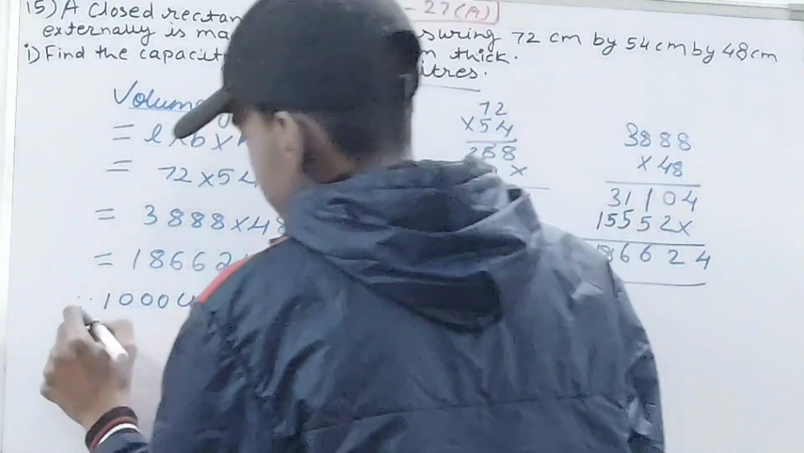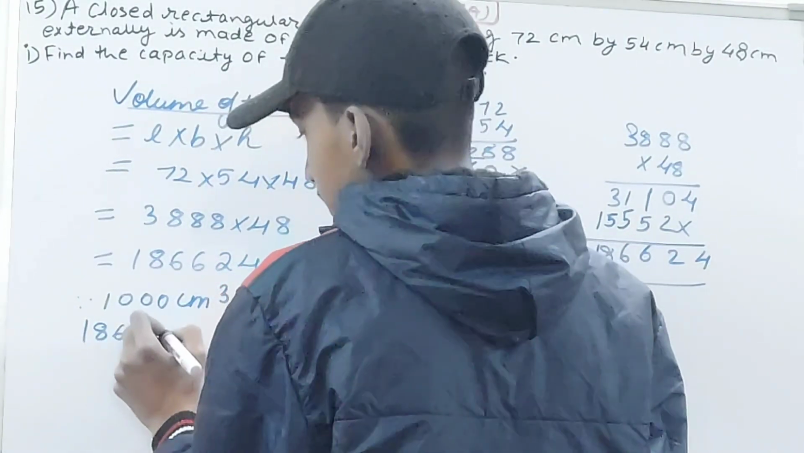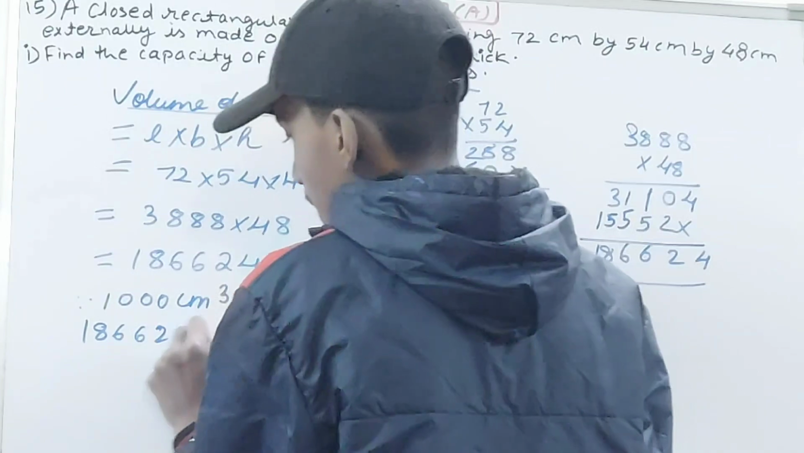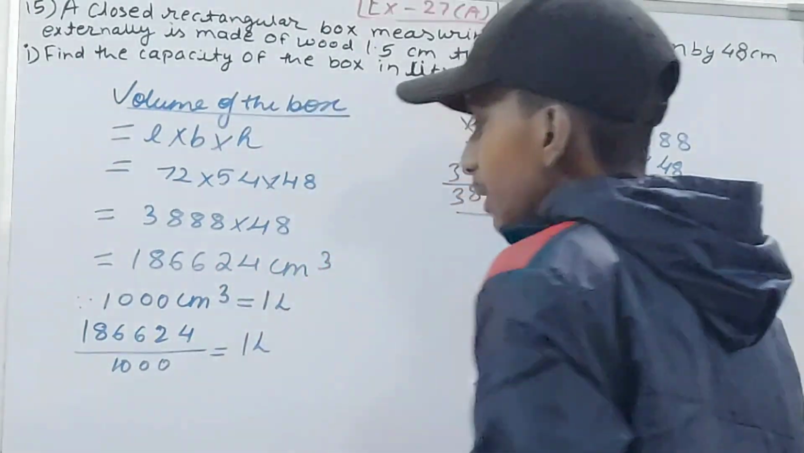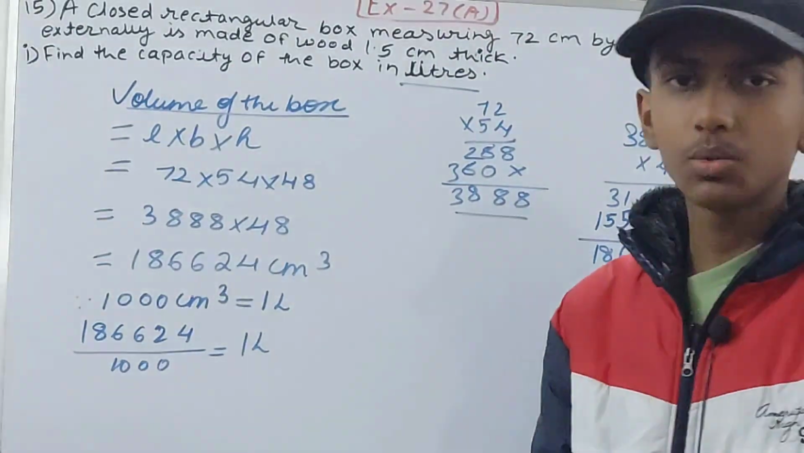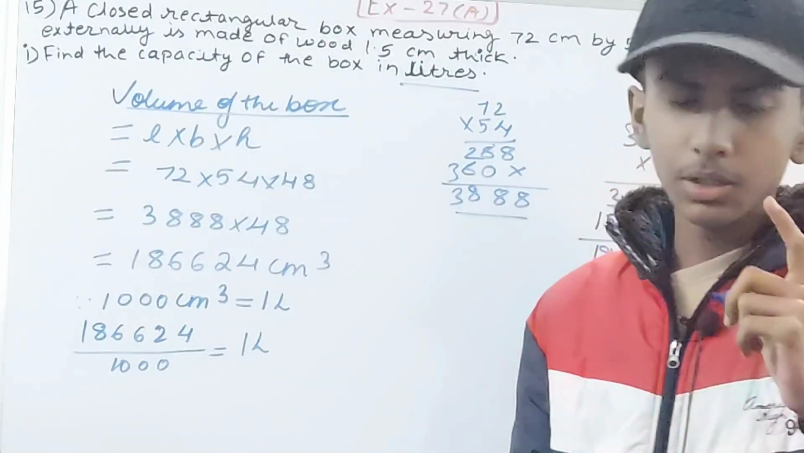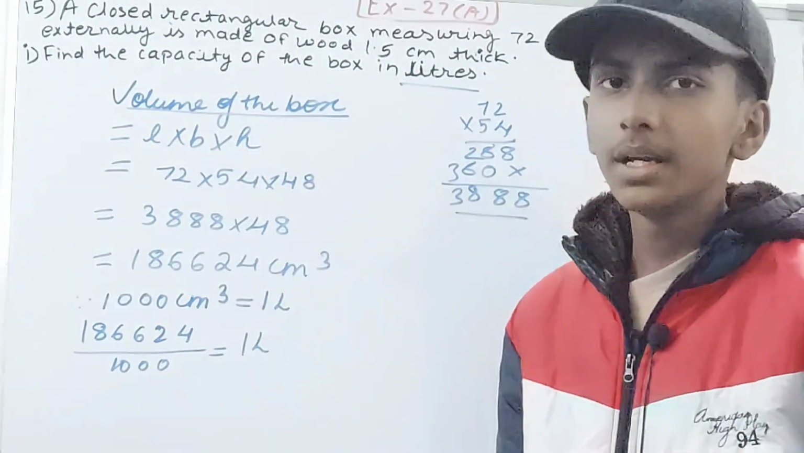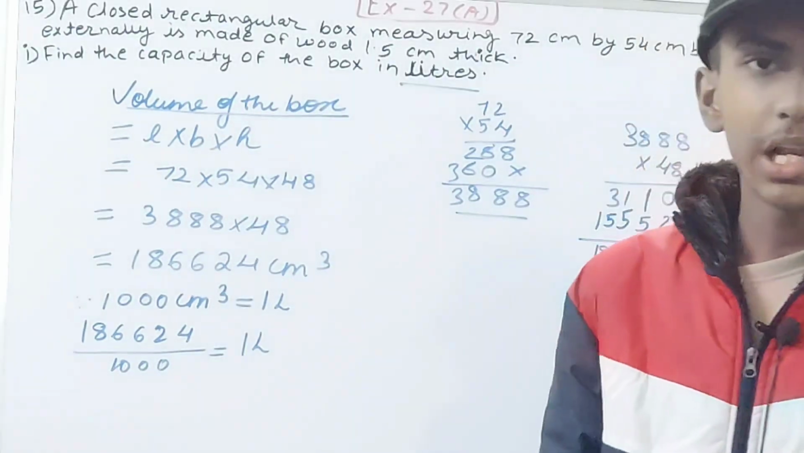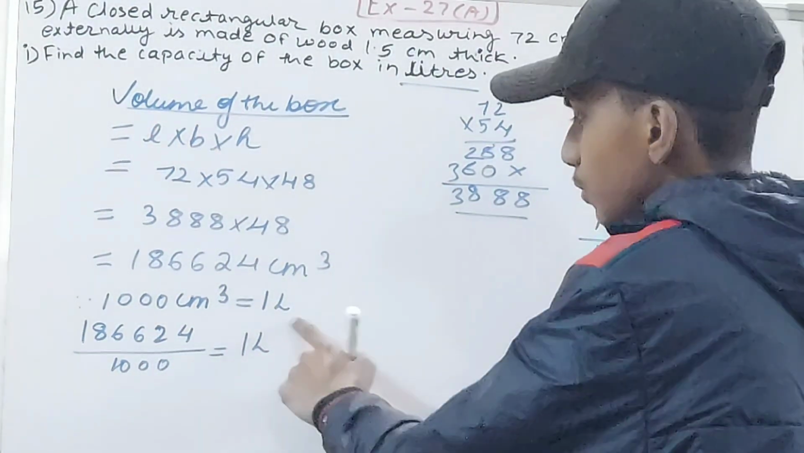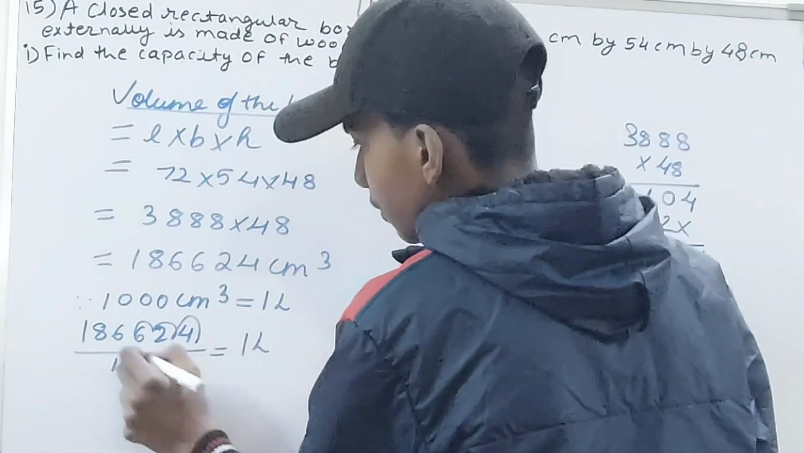So therefore 186624 upon 1000 is equal to liters. How am I saying 1000 cubic centimeters is equal to 1 liter? Because in 1 cubic centimeter, 1 milliliter of water can come. So in 1000 cubic centimeters, 1000 milliliters can come. 1000 milliliters means 1 liter. So the decimal point will move how many places? 1, 2, 3, 3 places.